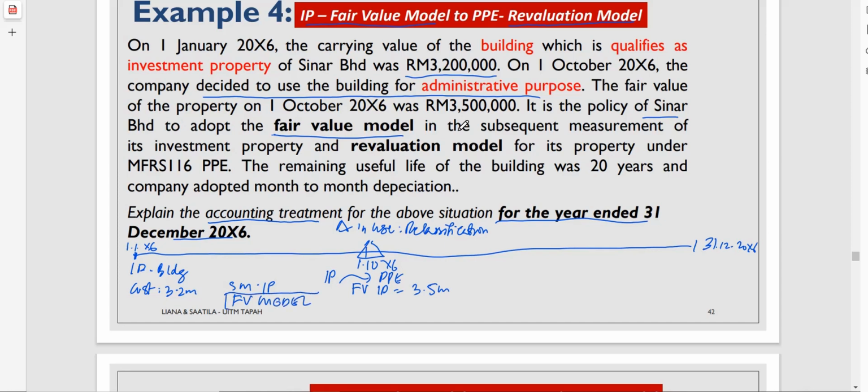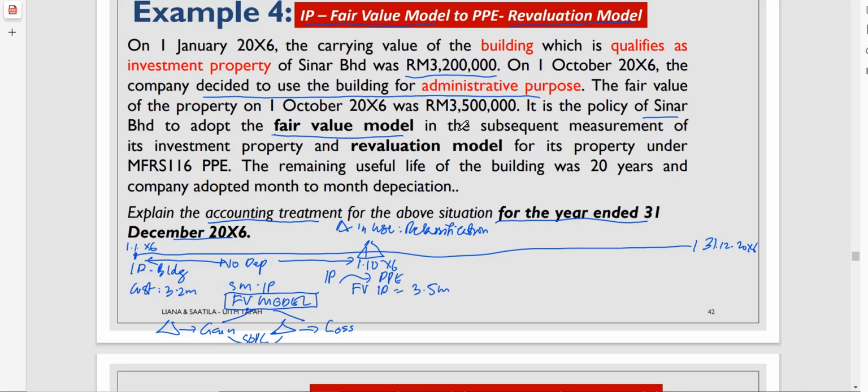So if you can still recall, under the fair value model, there is no depreciation. So there will be no depreciation for this 9-month period. The changes in the fair value, if there is any, will be treated as a gain, or if there is any change, it can also be treated as a loss. And this is not the revaluation model, and these changes will go to the SOPR, right? It will go to the statement of profit or loss. That is what happened.